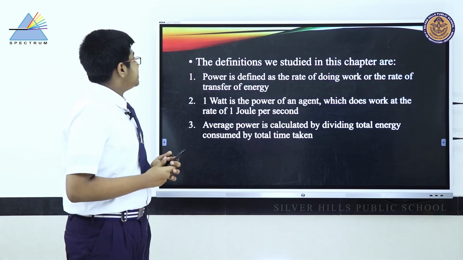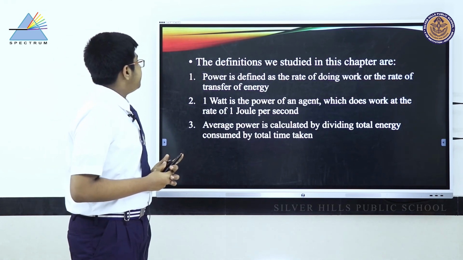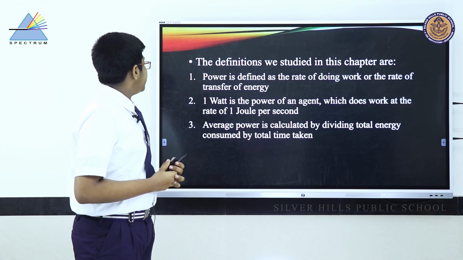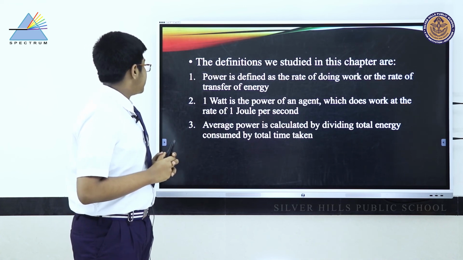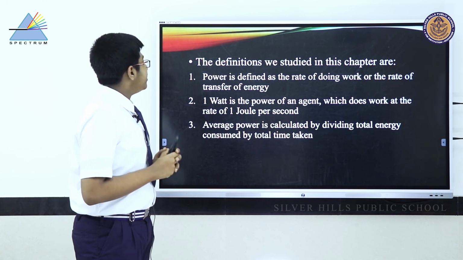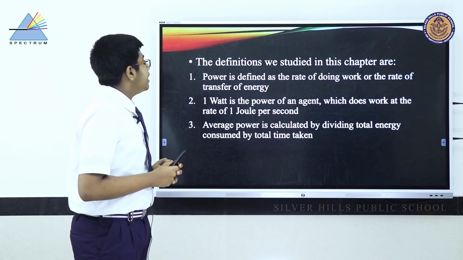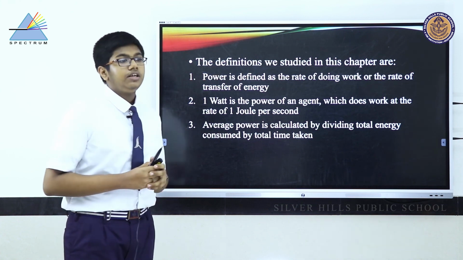The main definitions from this part are: power is defined as the rate of doing work or the rate of transfer of energy. 1 watt is the power of an agent which does work at the rate of 1 joule per second. Average power is calculated by dividing total energy consumed by total time taken.